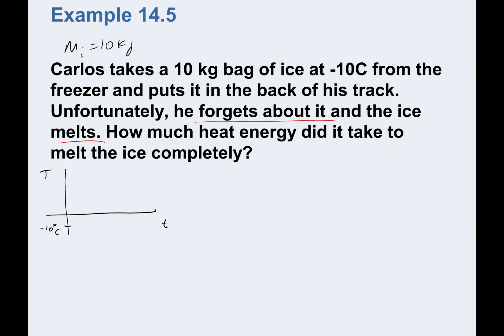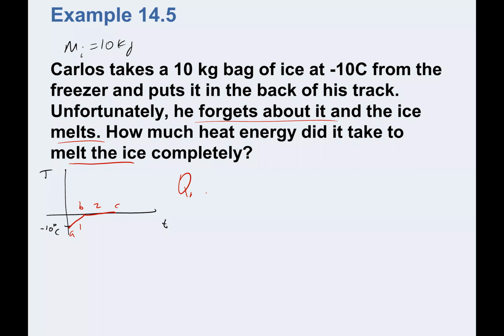That means in order for ice to melt, it first has to go from negative 10 to 0. So let's say this is stage 1. And then it completely melts, right? That means we go from A to B to C. And then we are sitting here at C, because it says, how much energy did it take for ice to melt completely? We don't care what happens afterwards. That means from A to B and B to C, I have 2 stages.